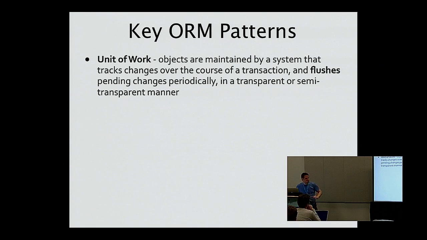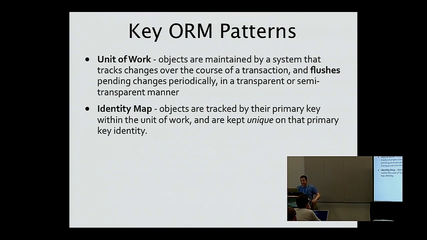Key patterns used by the ORM: the unit of work. This means that objects are maintained by a system that tracks changes over the course of a transaction. It flushes pending changes periodically, as opposed to just saving when you say .save. It accumulates changes, and then only when it needs to, again the lazy pattern, it flushes out a whole bunch of inserts and updates and deletes. The identity map pattern means that objects are tracked by their primary key within the unit of work and are kept unique on that primary key identity.